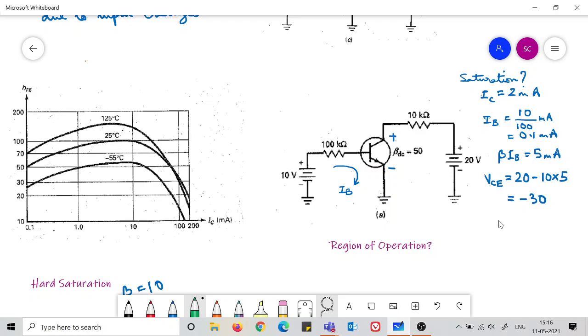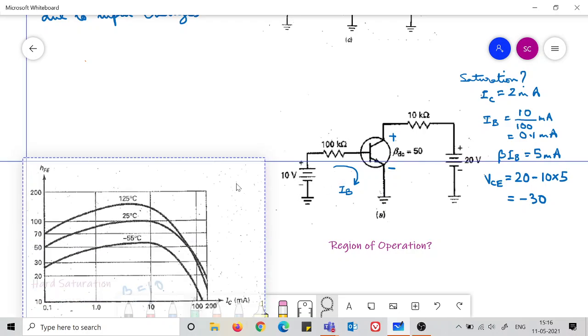Cutoff we are not explaining, because in cutoff there is no current IC. Cutoff is actually made by making this VBB voltage such that, normally this BE junction is forward biased. If we make this reverse biased, then the cutoff region comes.